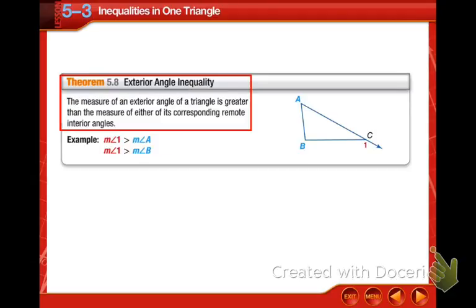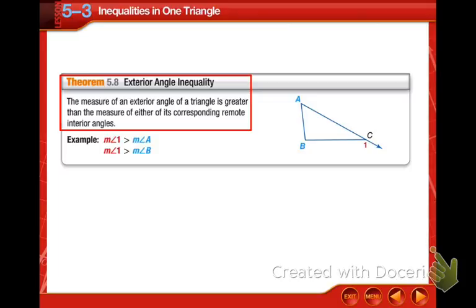So the exterior angle inequality theorem says that the measure of an exterior angle of a triangle is greater than the measure of either of its corresponding remote interior angles. So here's our triangle here. The side AC is extended past the vertex at C, forming angle 1. And angle 1 is the sum of angle A and angle B. We knew that already from the exterior angle theorem.